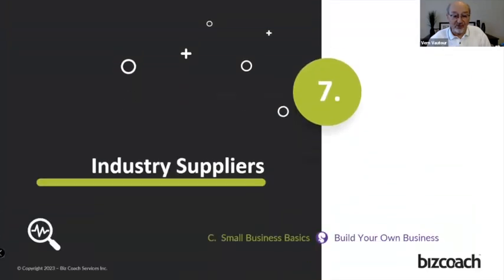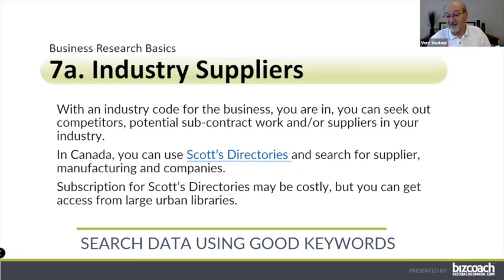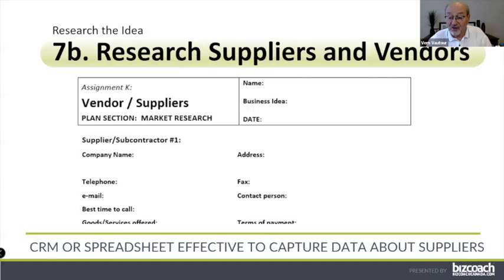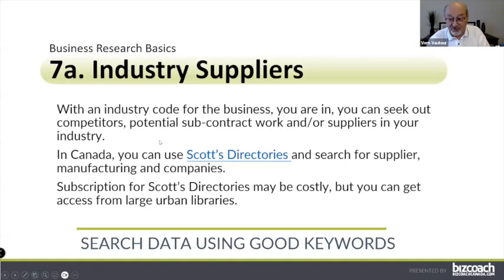So now what we want to do is find industry suppliers. And if we know the NAICS codes, we can actually use something like Scott's directories. I'm just going to go to the next slide for a second, and I'll pop right back. The thing we want to do is collect data on suppliers. So there's customer relationship management, or we can use Excel spreadsheets to collect data on potential suppliers and vendors. We want to keep track of who they are, their names, their addresses, and develop those relationships. It's so important. But I'll go back, and I want to show you Scott's directories for a reason.